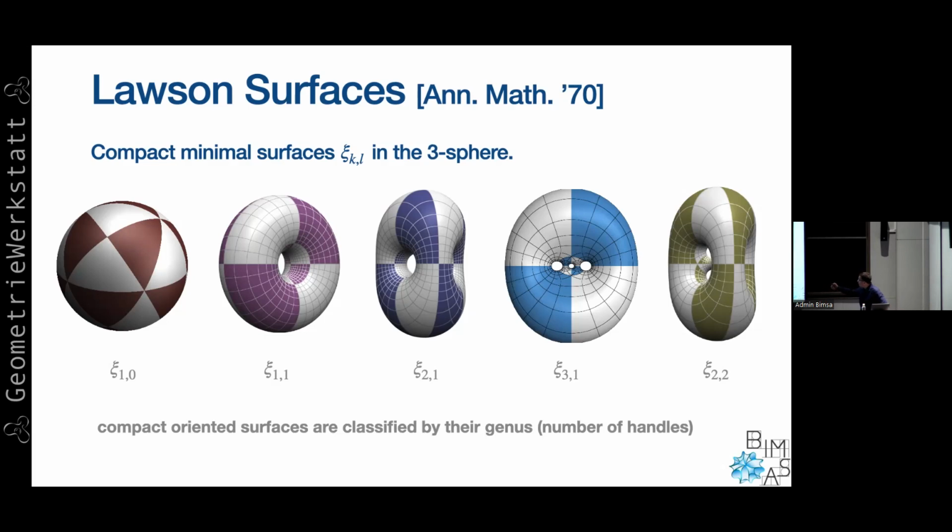So there's only one of them of genus 0 with no handles. It's the sphere. Then there are the tori, which are all diffeomorphic. They are the ones with one handle, of genus 1. And you have surfaces of every given genus, meaning the number of handles can be an arbitrary non-negative integer. So here it's 2, here it's 3, here it's 4, and so on. In general, the Lawson surface ξ_{k,1} has genus k, just for reference.